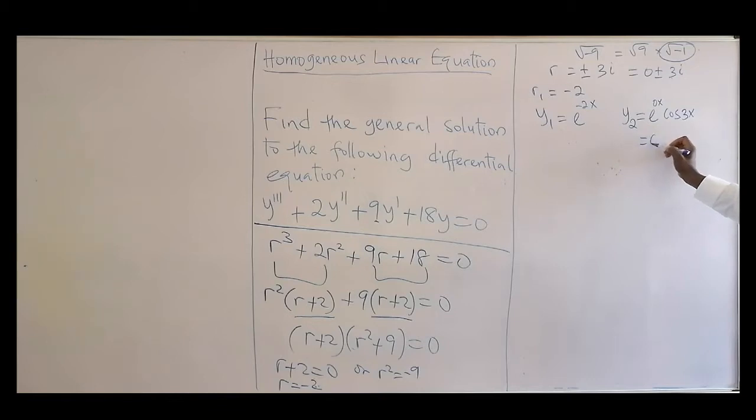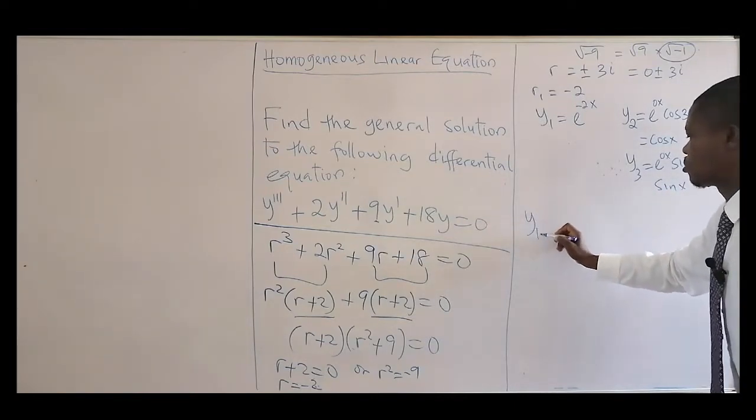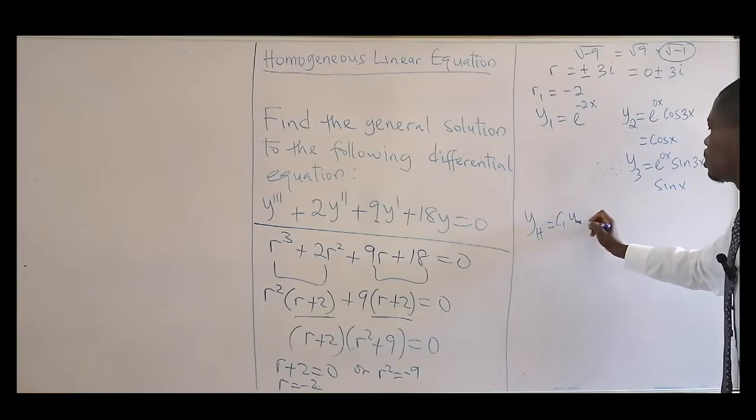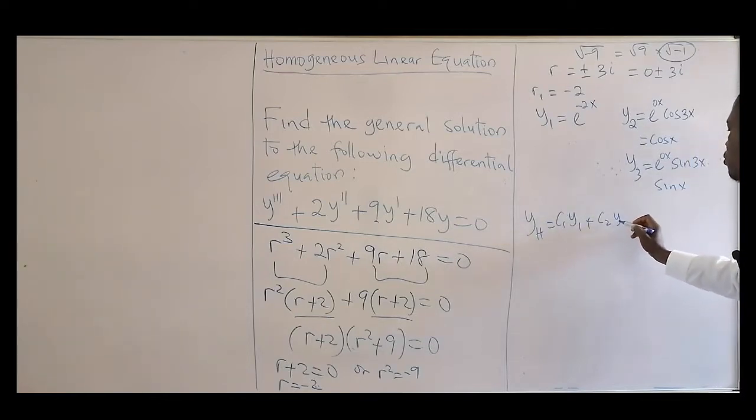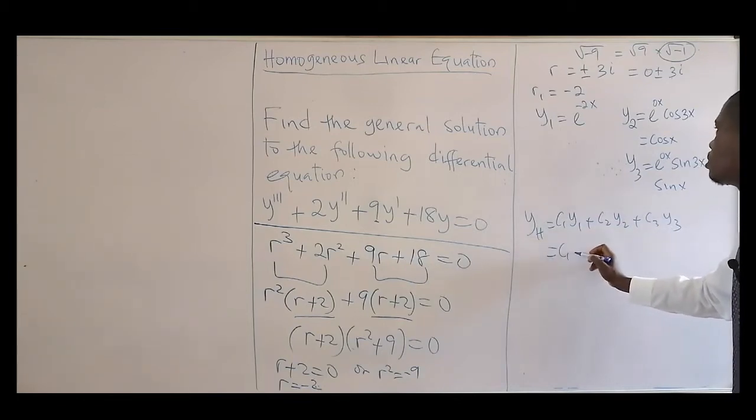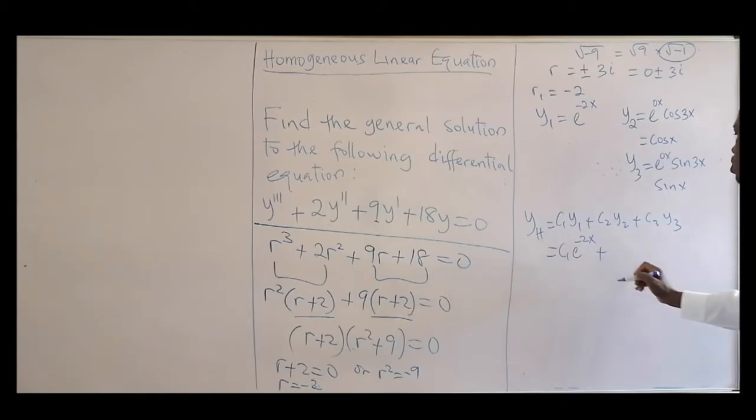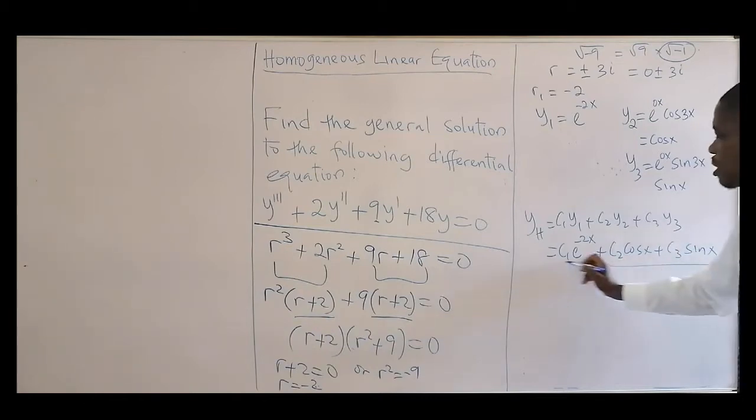So y2 is equal to cos 3x. The third one, which is y3, will be equal to the same thing, and then sine 3x. So the general solution for this question is equal to c1 y1 plus c2 y2 plus c3 y3. That will be equal to c1 e to the minus 2x plus c2 cos 3x plus c3 sin 3x. Okay, so that's that one.